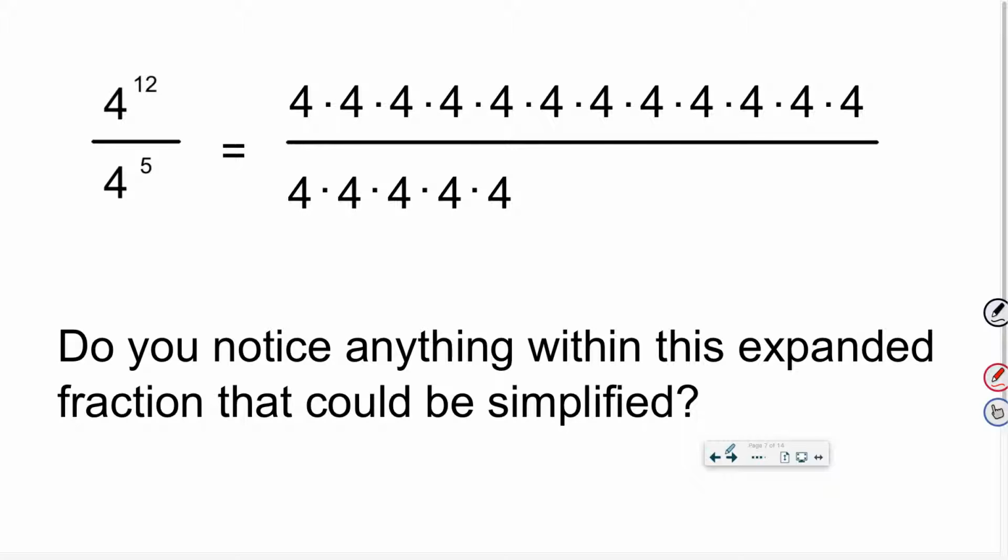What do you see? Numbers, yes, we see numbers. What about them? If you're looking at the visual on the board, the visual kind of shows you some information, but it's just broken out. 4 times itself 12 times, all over 4 times itself 5 times. What do you think? Can you reduce the numbers like you would normally do? So explain that a little bit.